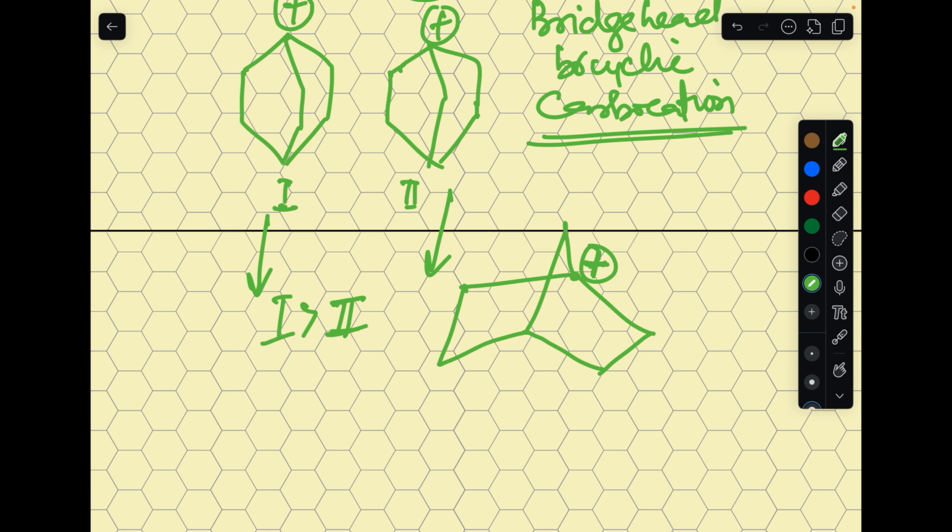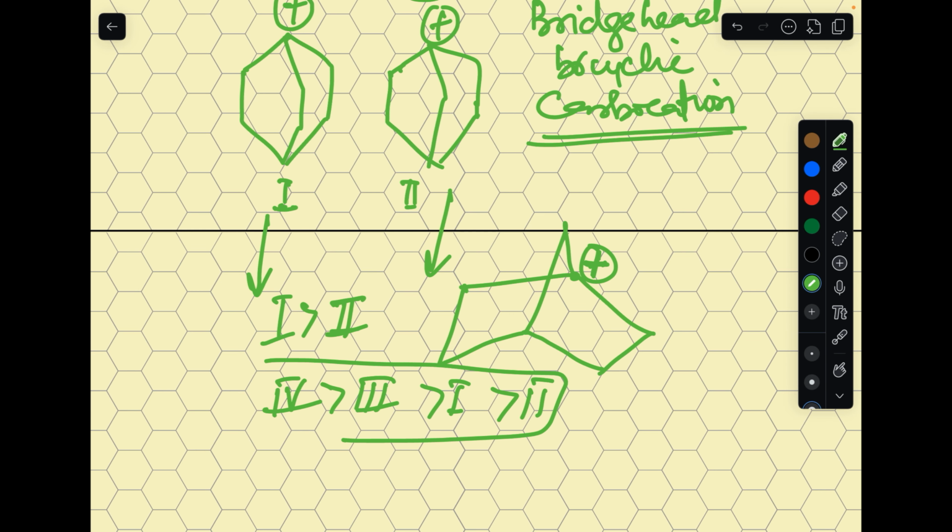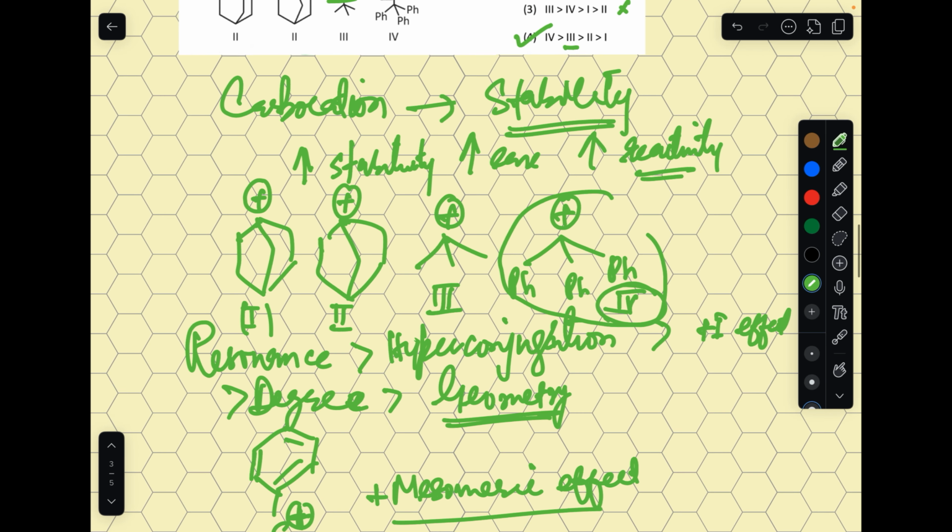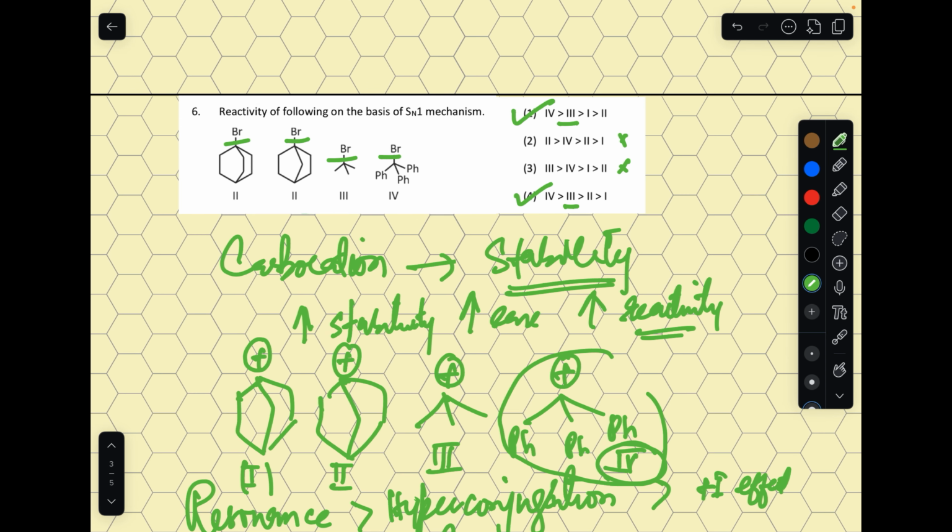So hence the order of reactivity towards the SN1 reaction of these compounds follows as fourth, greater than third, greater than first, and greater than second. So now, which one is the option? That option is fourth, third, first, and second, and that is the first option. So the first option is the answer. The tip to follow is: always remember never to trust carbocation degree blindly. Always check whether the structure allows planarity or not.